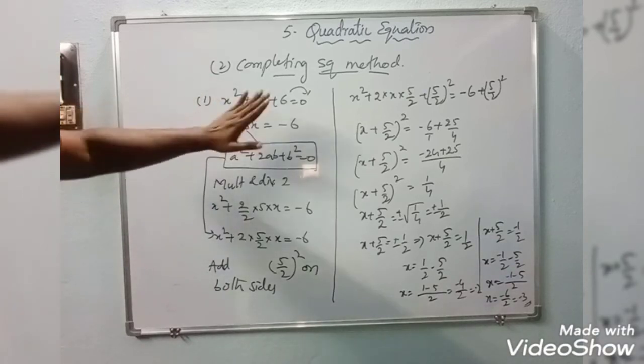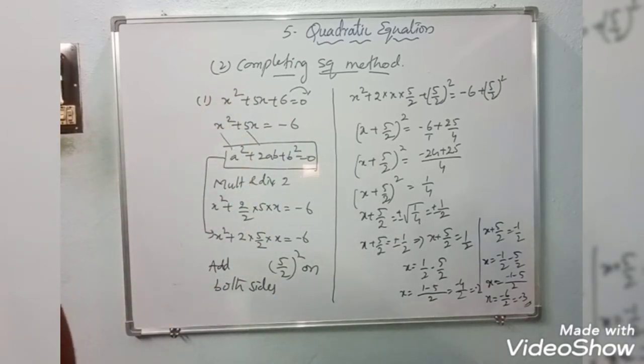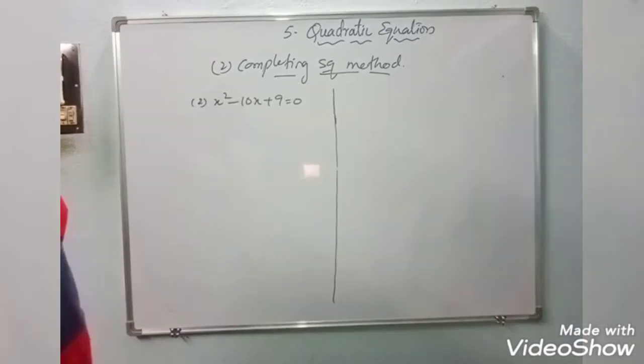Okay, so this is for an odd number. If the middle term is an even number, how do we calculate that? That also we will see.